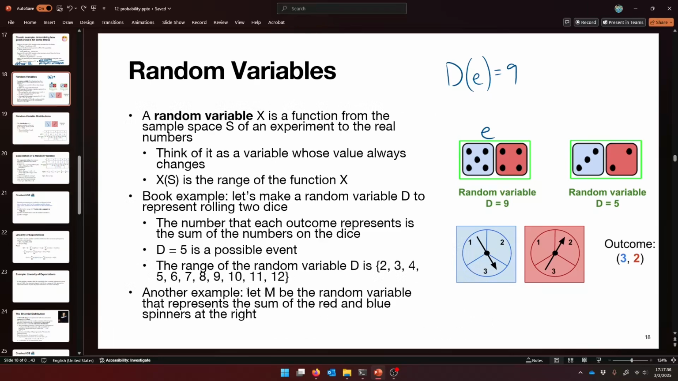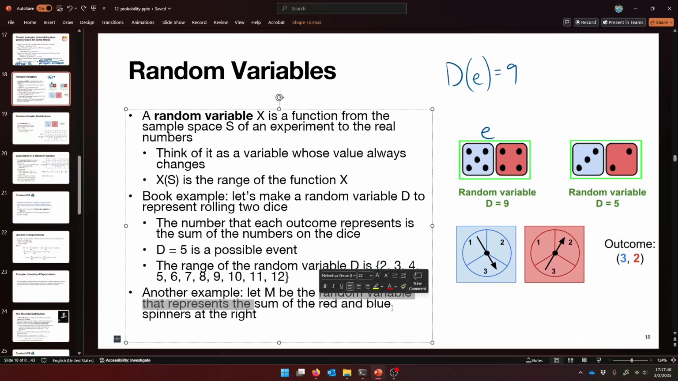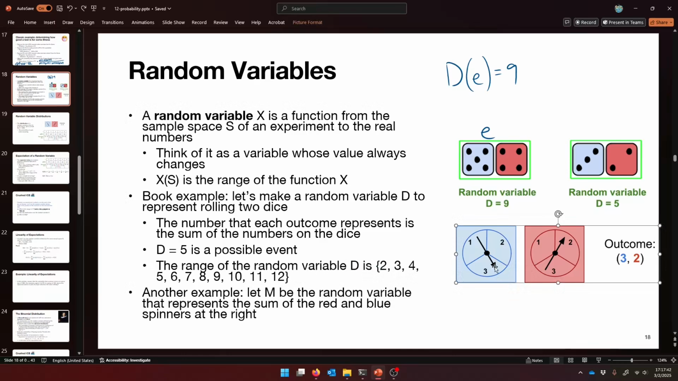Here's another example from your book. Let's say that we have m as the random variable that represents the sum of a red spinner and a blue spinner. You spin it and it lands on 1, 2, or 3 for each of them. So you can think about your outcomes as tuples in this case. First this one landed on 3, this one landed on 2. It's blue 3, red 2.